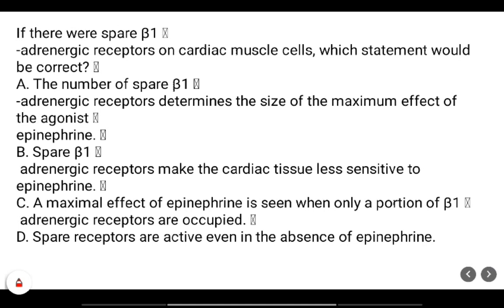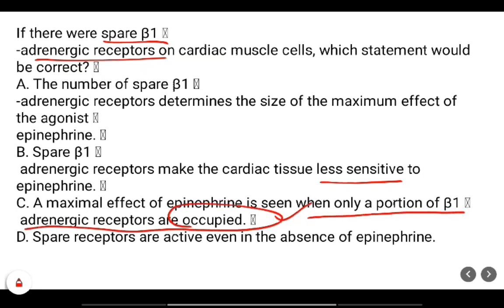Now, if there were spare beta 1 adrenergic receptors on cardiac muscle cell, which statement would be correct? If there were spare beta 1 receptors. Spare means only a fraction of total receptors need to be bound to elicit a maximum cellular response when spare receptors are present. So, option A, the number of spare determines the size of the maximal effect. No. B, spare receptors make cardiac tissue less sensitive. No. A maximal effect of epinephrine is seen only when a portion of beta 1 adrenergic receptors are occupied. Option C is correct.